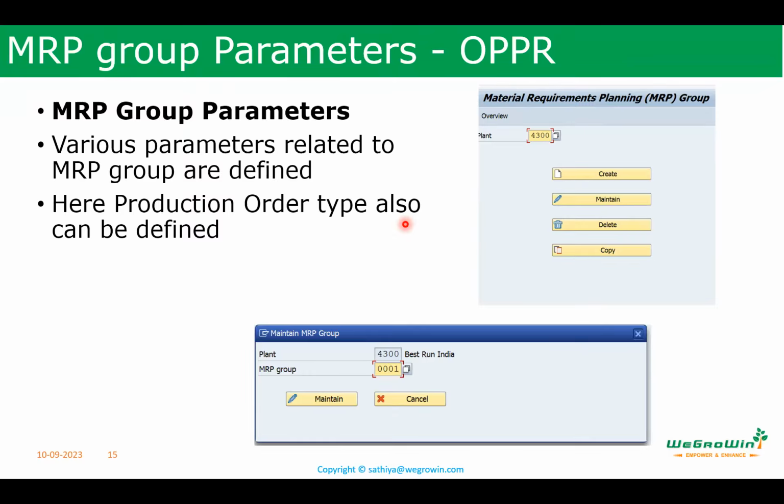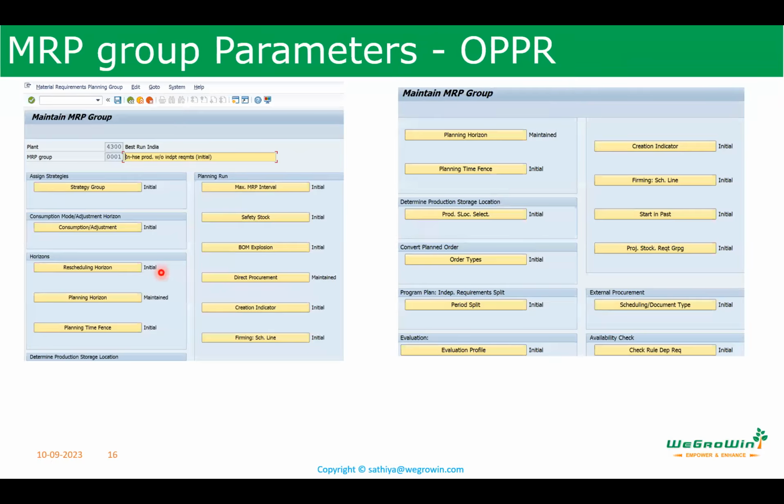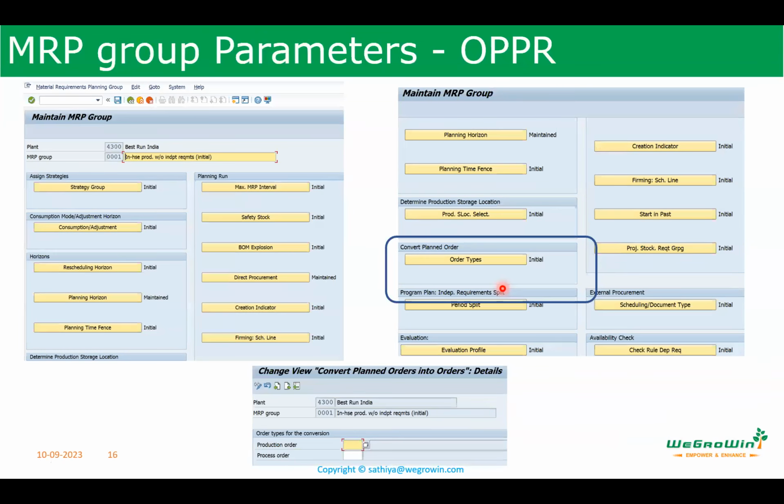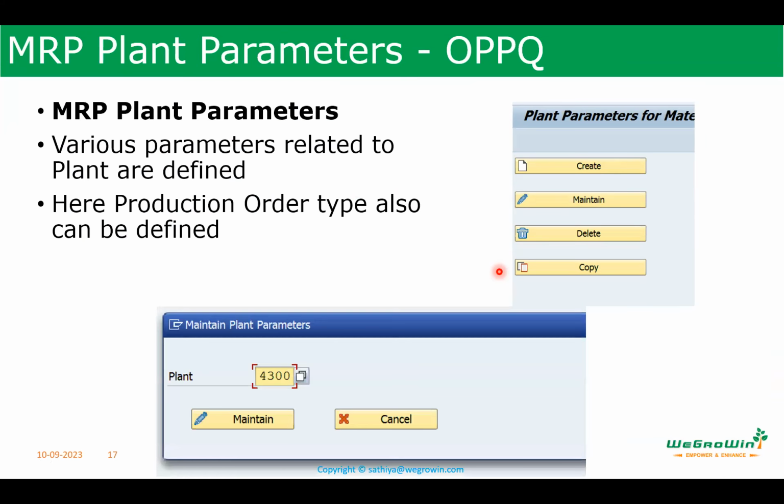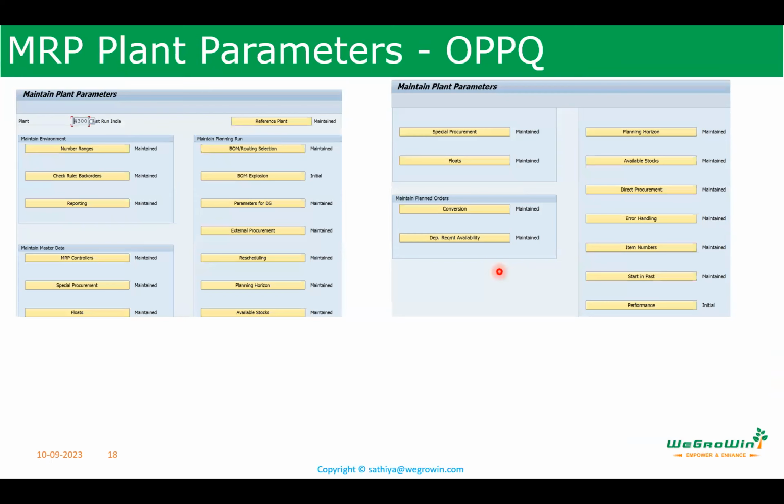Now let us create an MRP group called 001, where we can assign various points here, like a strategy group, consumption adjustment, then rescheduling origin. There are many parameters, planning horizon, planning time fence. These things will take time, but what I suggest is that you please go through them. For example, order type. If you want to select the order type, I can define them. Similarly, I can define these parameters at plant level also. At plant level, what are the parameters? Similar things I can create.